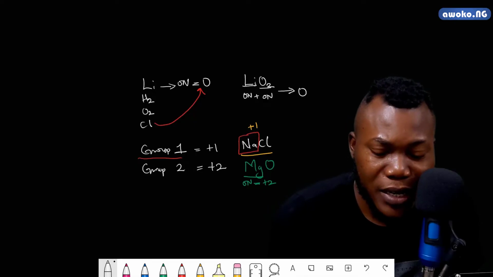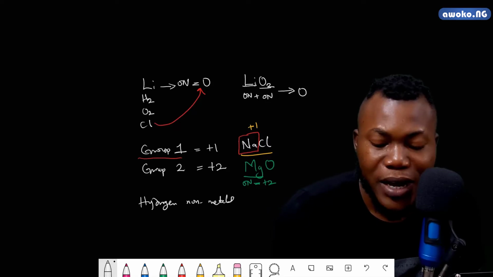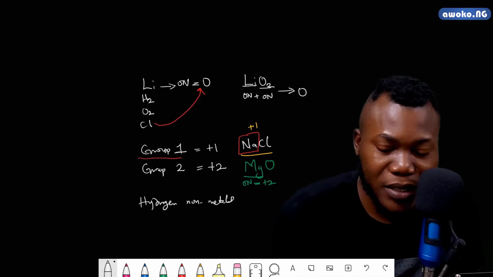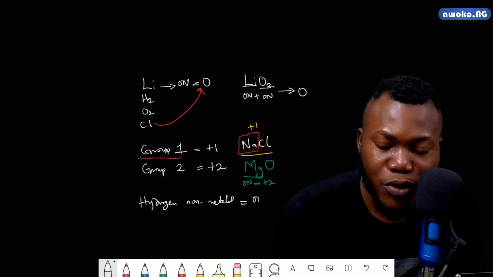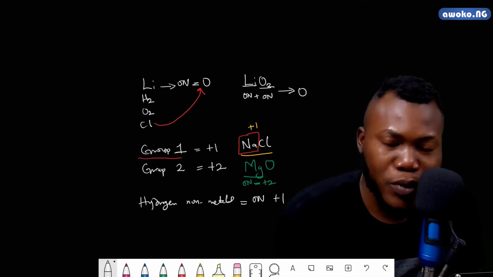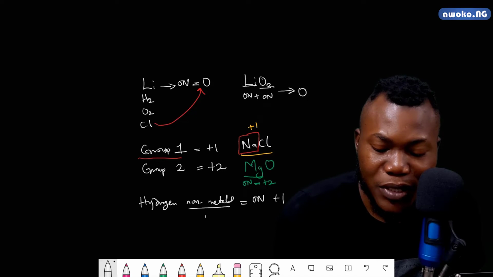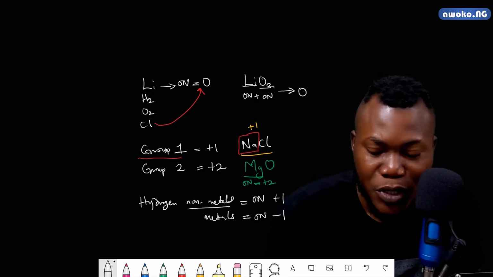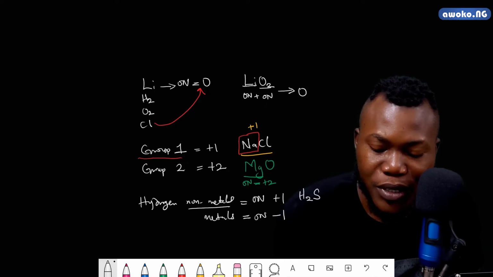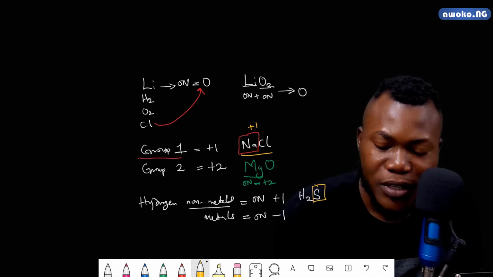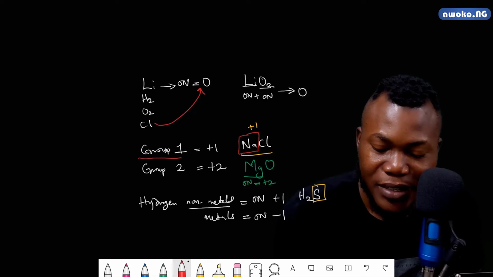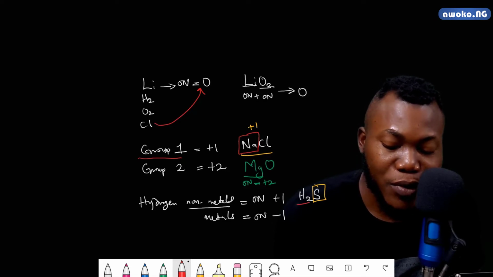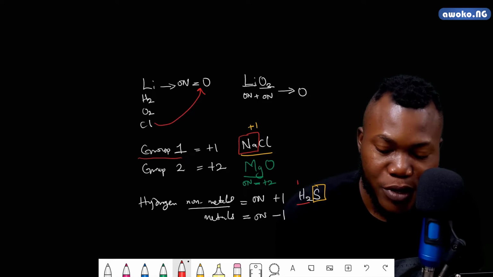Another rule to consider is the rule for hydrogen. Hydrogen in compound with non-metals, normally we assume the oxidation state of +1. If it is found with metals, it assumes an oxidation state that is equal to -1. So if I consider hydrogen in H2S, for example, since sulfur is a non-metal, then the oxidation state of hydrogen here will be +1.